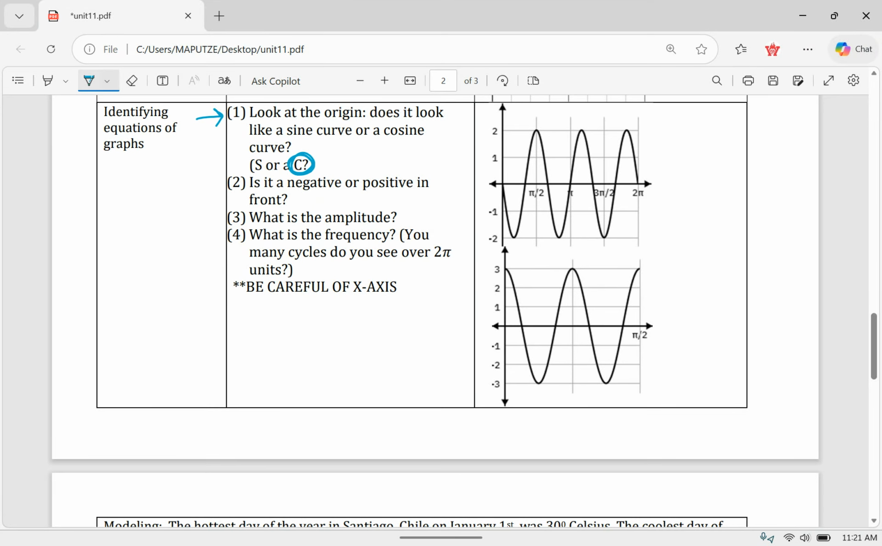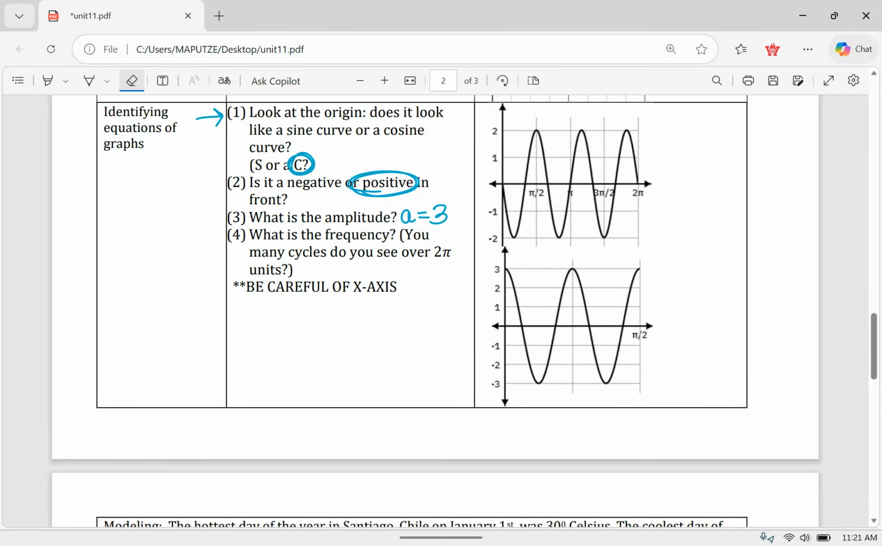So we do not have to worry about a negative. It's going to be a positive. What is the amplitude? Well, let's find the midline. Doesn't look like we have any shifting. So we're right here as our midline. And then if I look from the midline to the high point and the low point, that's your amplitude. So it looks like we have an amplitude of 3.